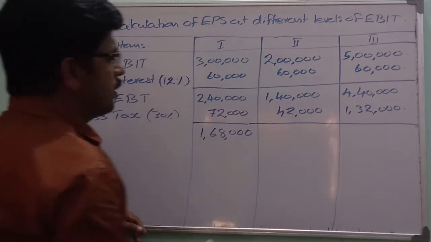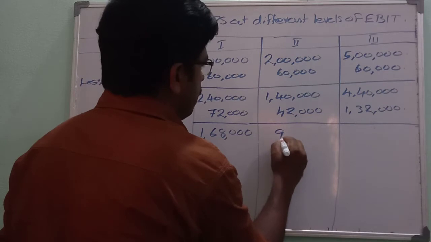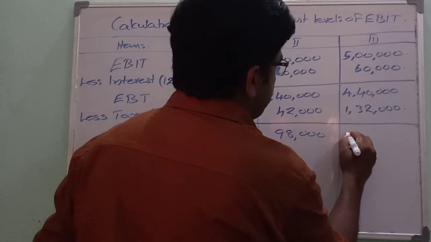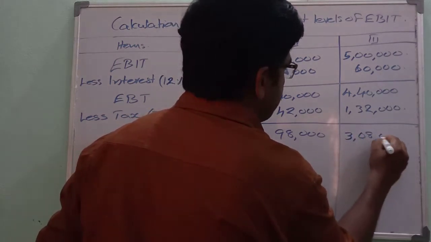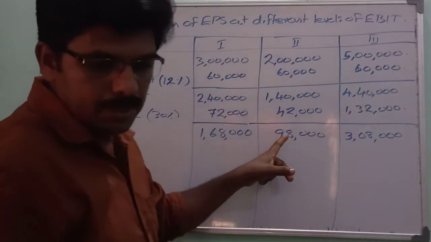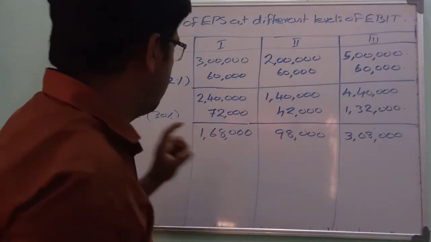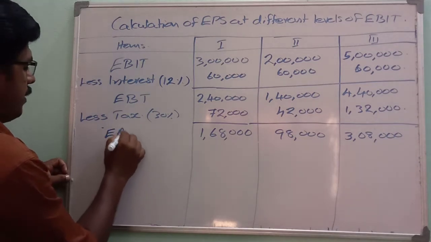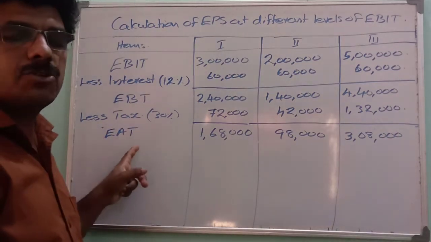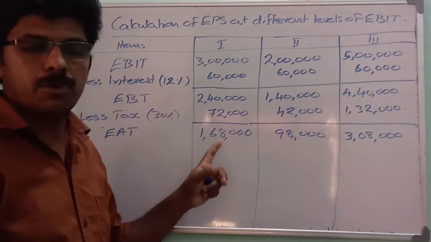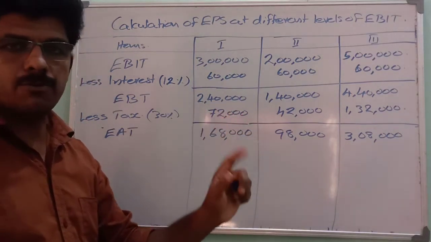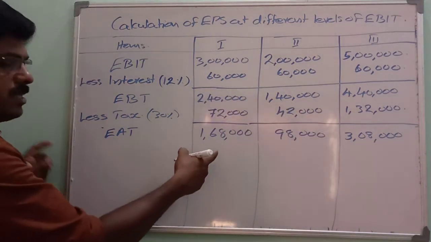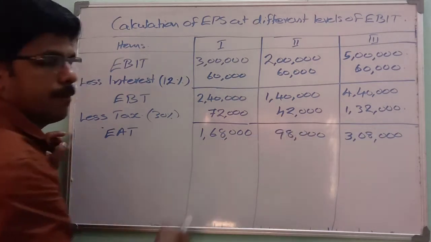The earnings after tax are 1,68,000, 98,000 and 3,08,000. Earnings after tax is otherwise known as earnings available to equity shareholders, because preference shareholders' details are not given in the question. Therefore, the entire amount belongs to equity shareholders. This profit is to be distributed among equity shareholders.